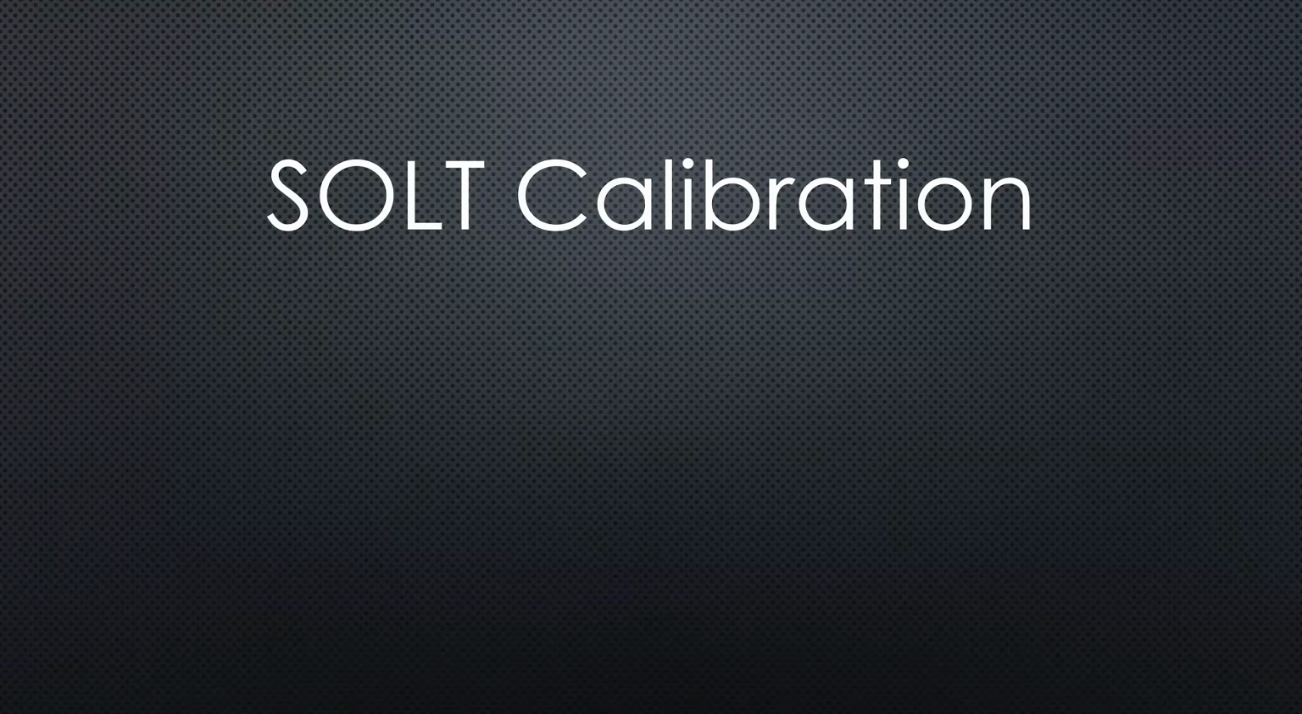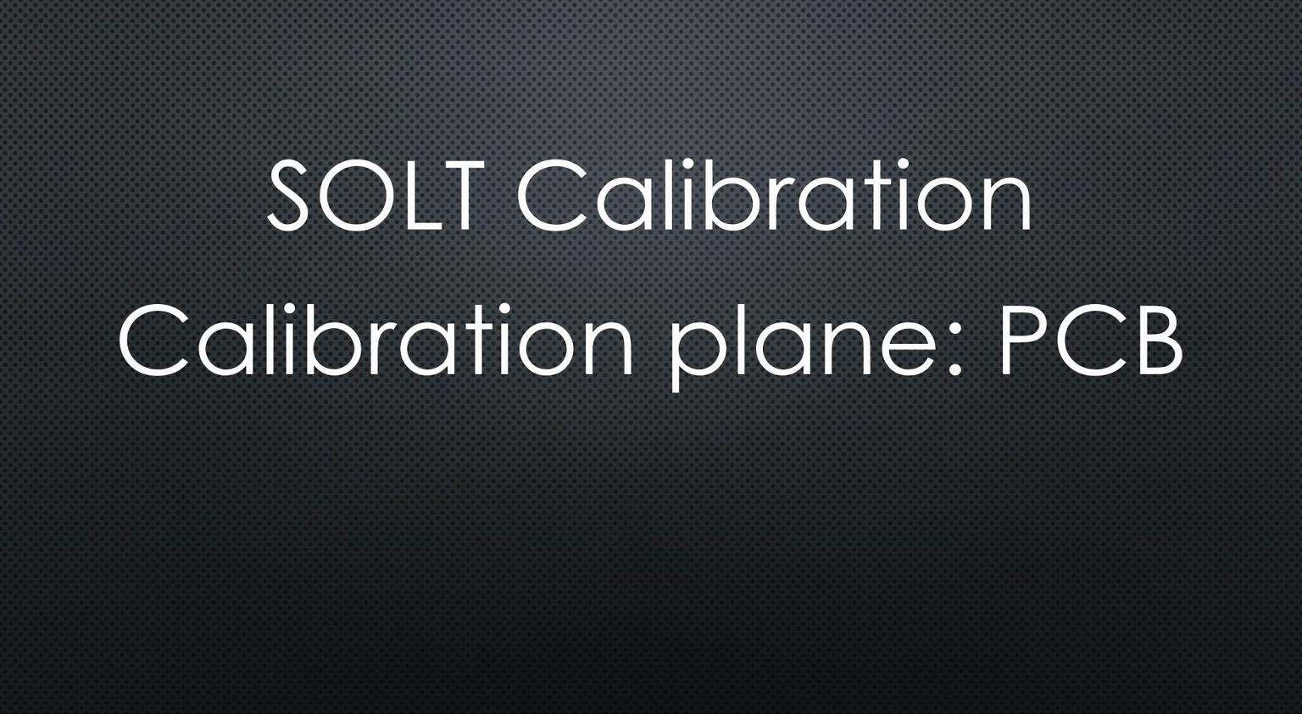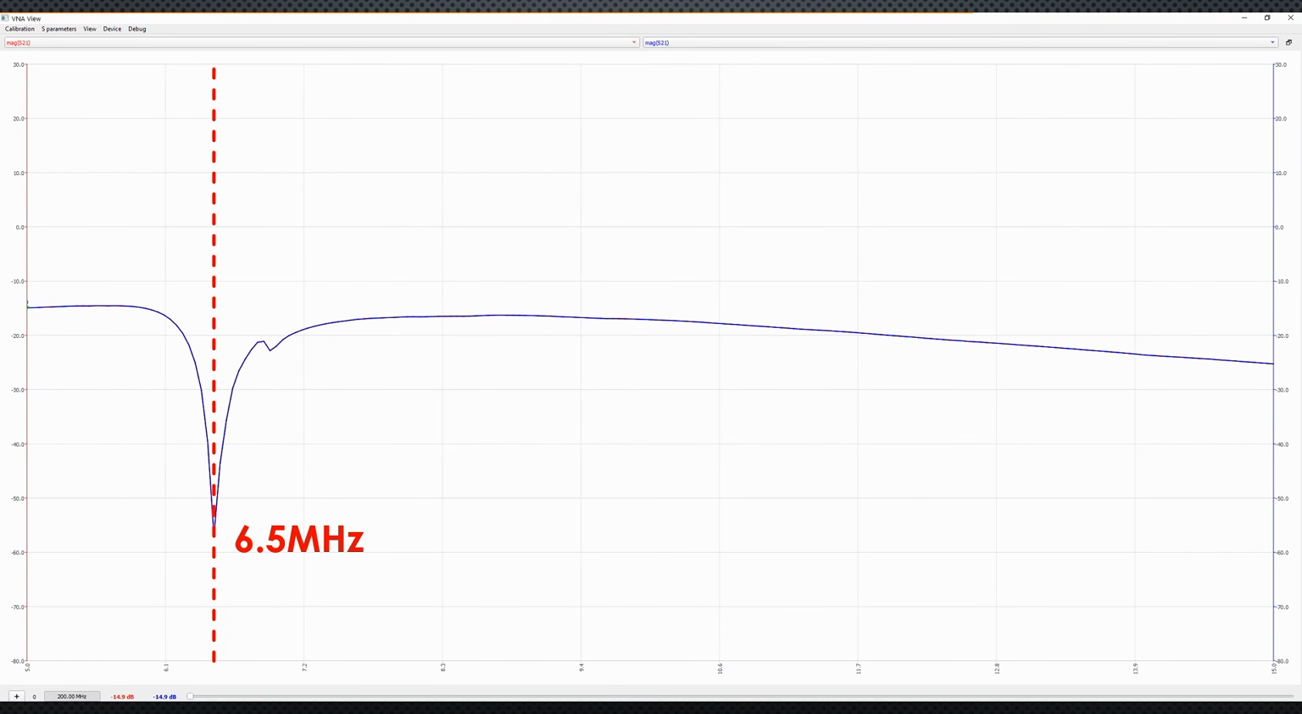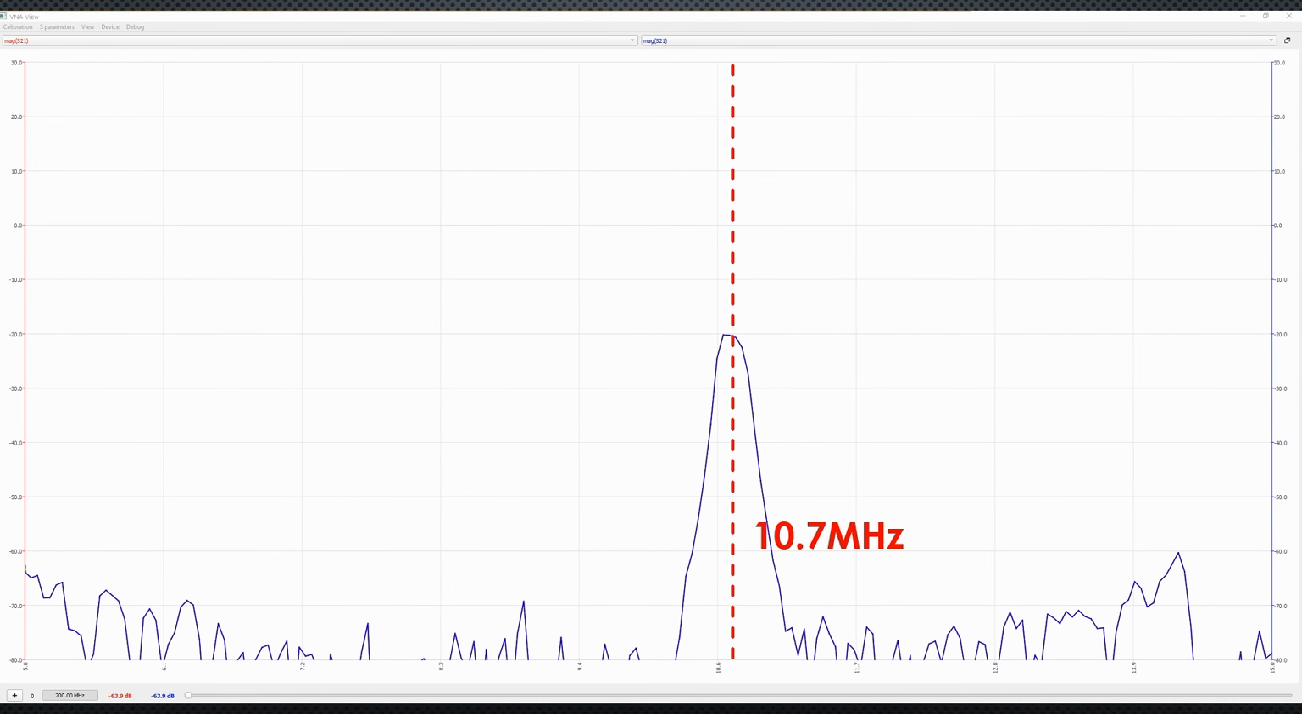After establishing a SOLT calibration with a calibration plane at the kit, and for the frequency range of 5 to 15 MHz, we see the expected dip at 6.5 MHz as well as the peak at 10.7 MHz for the other filter. Because the noise floor of this NanoVNA is around -75 dB, we cannot measure very good filters. Here we need a professional device with a noise floor below -100 dB.